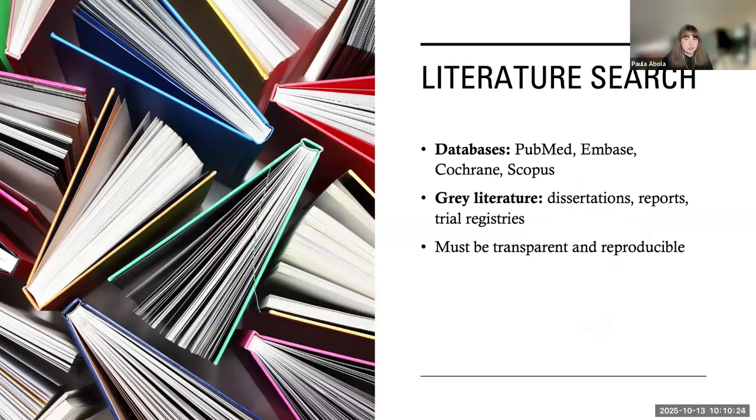The literature search is the backbone of a systematic review. It must be exhaustive and reproducible. This means searching across multiple databases and not just relying on one. For example, I always search in 3 or 4. I do not just rely on PubMed. Importantly, we also look at gray literature, if possible, of course, such as dissertations, reports, and clinical trial registries. And this is done to minimize publication bias.